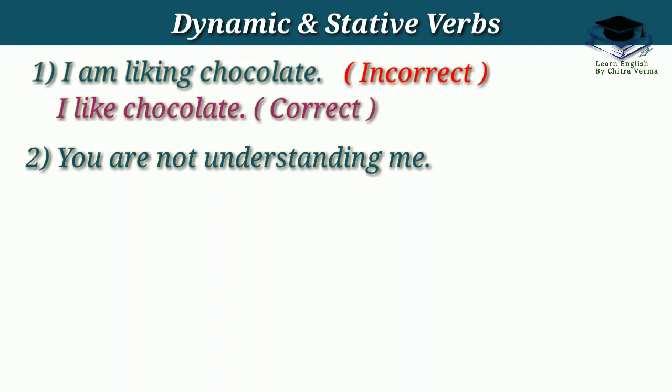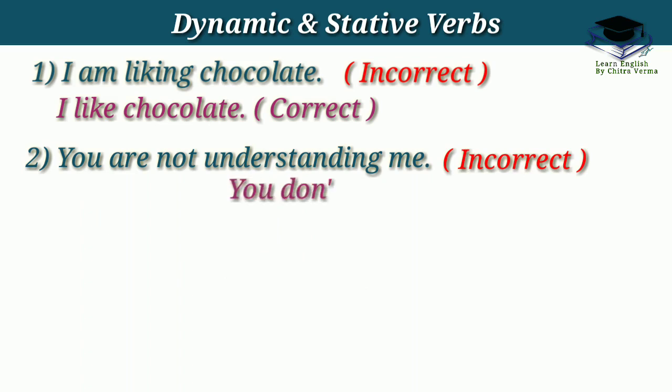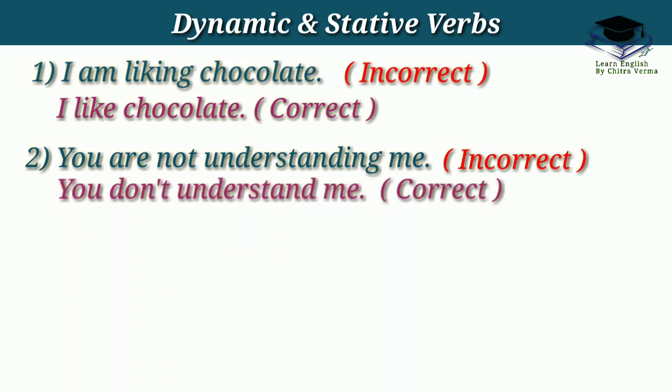Here, the verb understanding is not describing an action. This verb belongs to our mental state. So it is a stative verb and we cannot use it in progressive tense. So this sentence is incorrect. The correct sentence is, you don't understand me. Now come to the next example.